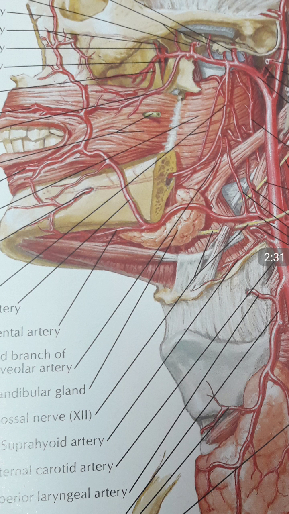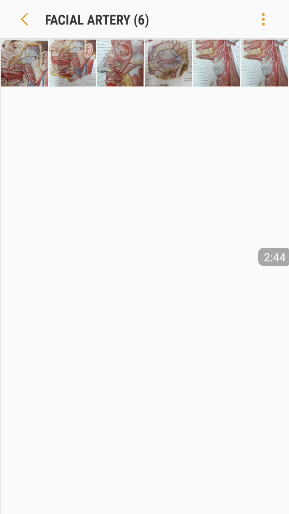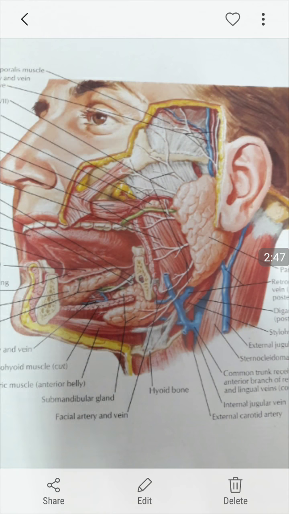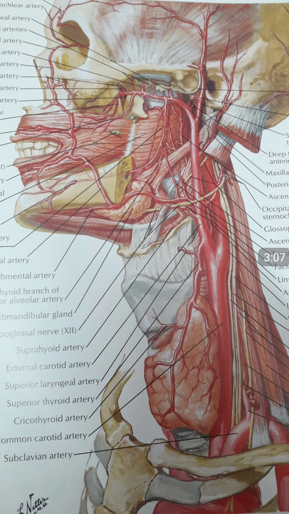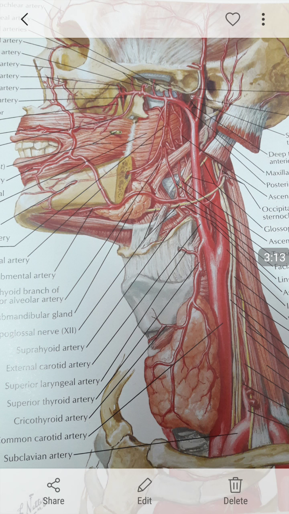So here you are looking at the transverse facial artery, which I will be discussing in another video. Look at this. This is the transverse facial artery. The transverse facial artery is a branch of the superficial temporal. This is the external carotid. It terminates into two branches. The smaller one is the superficial temporal here, and the greater one is the maxillary artery. Maxillary and superficial temporal are terminal branches of the external carotid.